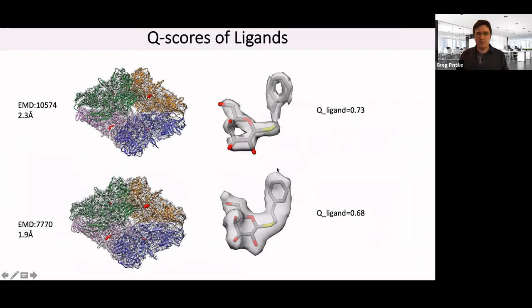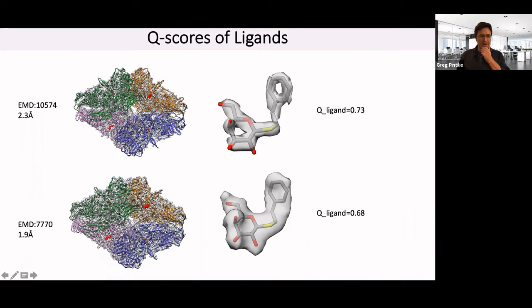Okay, now to look a little bit at ligands. This is an example that Cathy Lawson brought up as we're starting to prepare for the next EMDataResource project challenge. These are two maps of beta-galactosidase. The top one is at 2.3 angstrom resolution. We can look at the ligands in these binding sites, and this is the density around the ligand that's masked out. In this case, the average Q score for this ligand is 0.73.